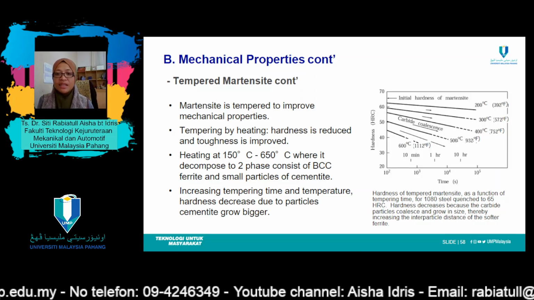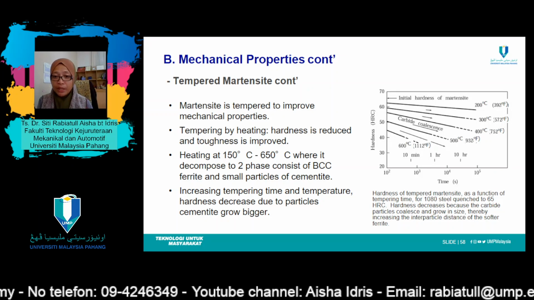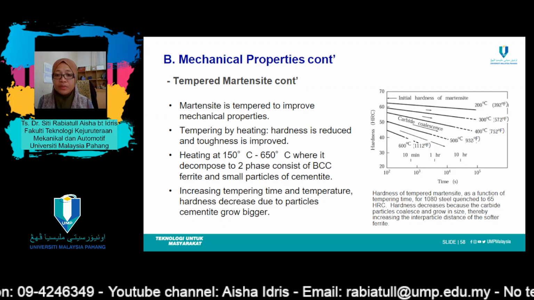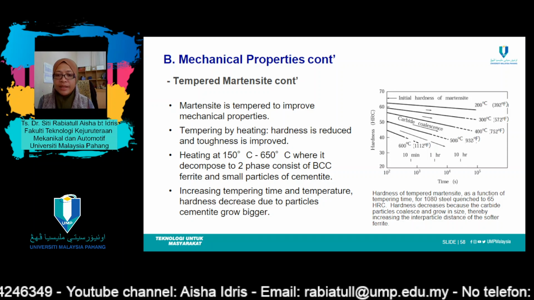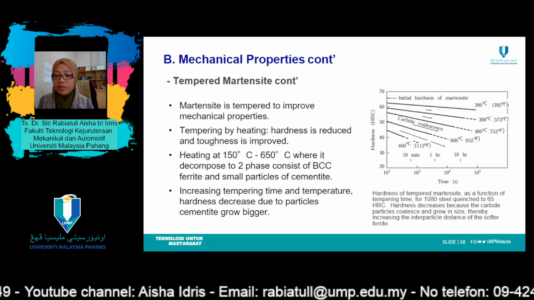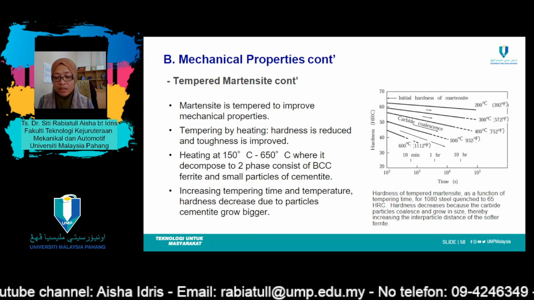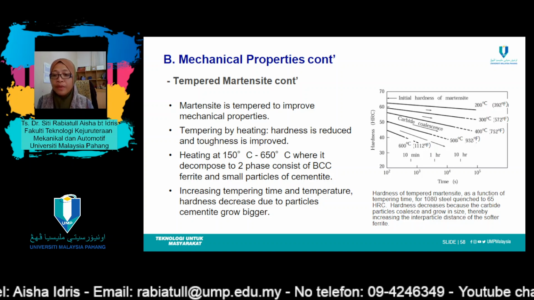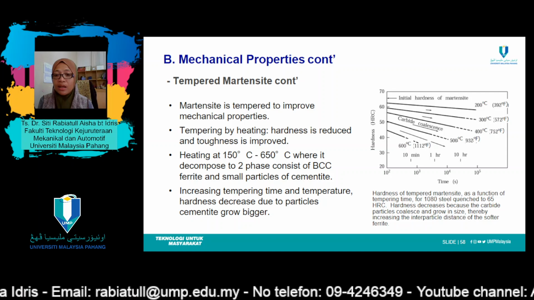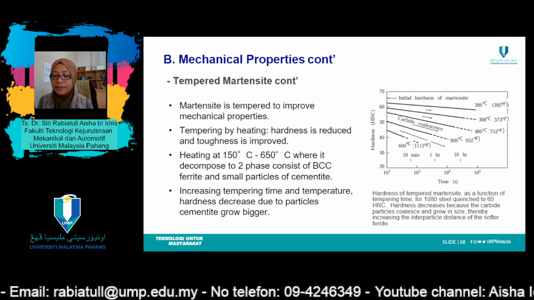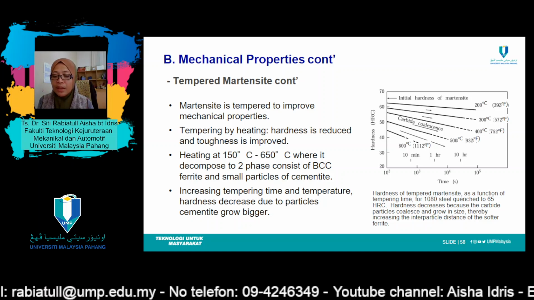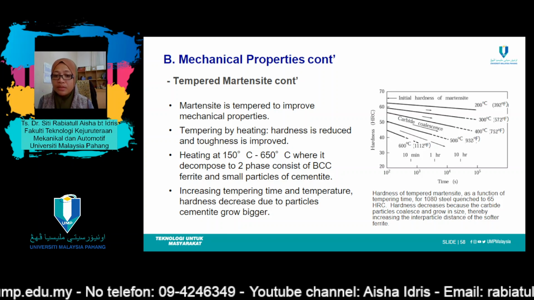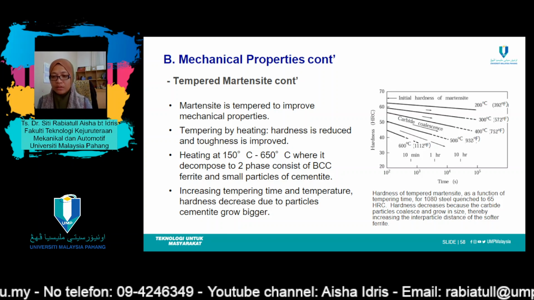Martensite is tempered to improve its mechanical properties. By tempering, hardness is reduced and toughness is improved. Heating at a temperature of 150 degrees C to 650 degrees C, it decomposes to a two-phase structure consisting of BCC ferrite and small particles of cementite. Increasing tempering time and temperature, hardness decreases because the cementite particles grow bigger.